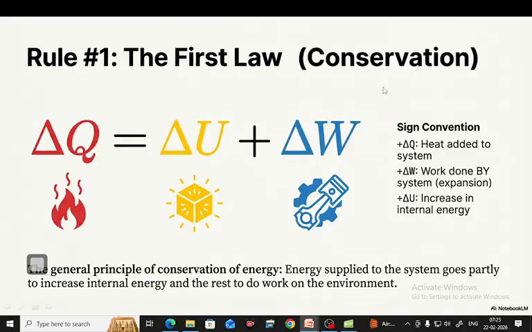Rule 1, the first law, conservation. Sign convention: plus Q, heat added to the system, is regarded as plus del Q; plus del W, work done by the system expansion; and plus del U, increase in internal energy. So del Q equals del U plus del W. The general principle of conservation of energy: energy supplied to the system goes partly to increase internal energy and the rest to do work on the environment.